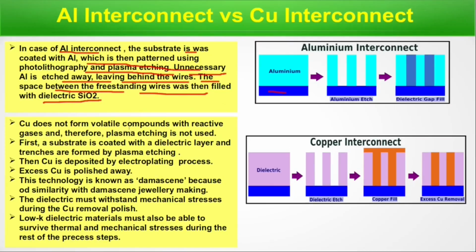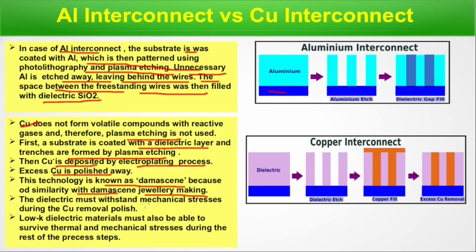In the case of copper interconnect, the process is different. Copper doesn't form volatile compounds with reactive gases, and therefore plasma etching is not used. So first a substrate is coated with a dielectric layer and trenches are formed by plasma etching. So first the dielectric layer is deposited, then trenches are etched. Now copper is deposited by the electroplating process. Excess copper is polished away. So dielectric etch, then copper fill, excess copper removal. This technology is known as Damascene because of the similarity with Damascene jewelry making.